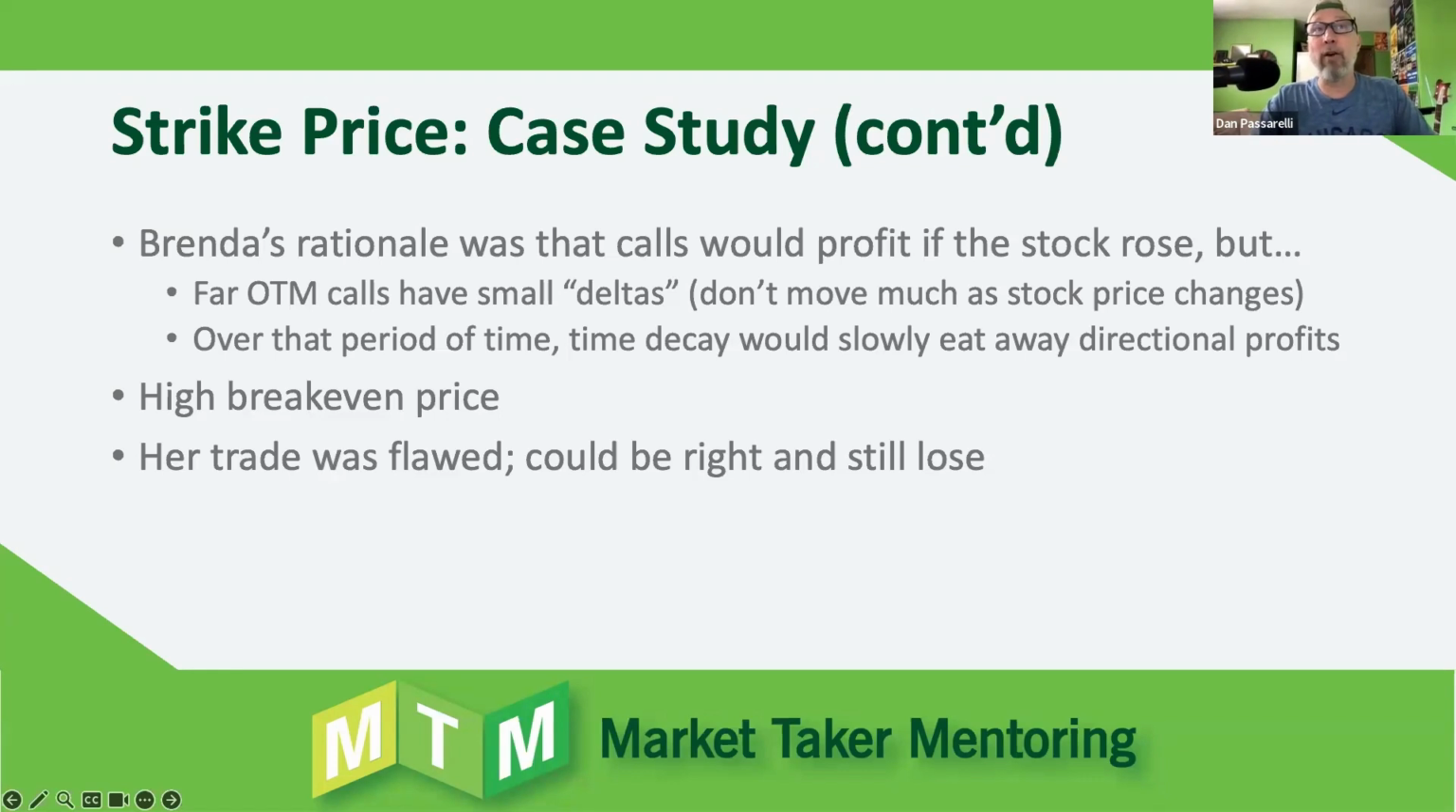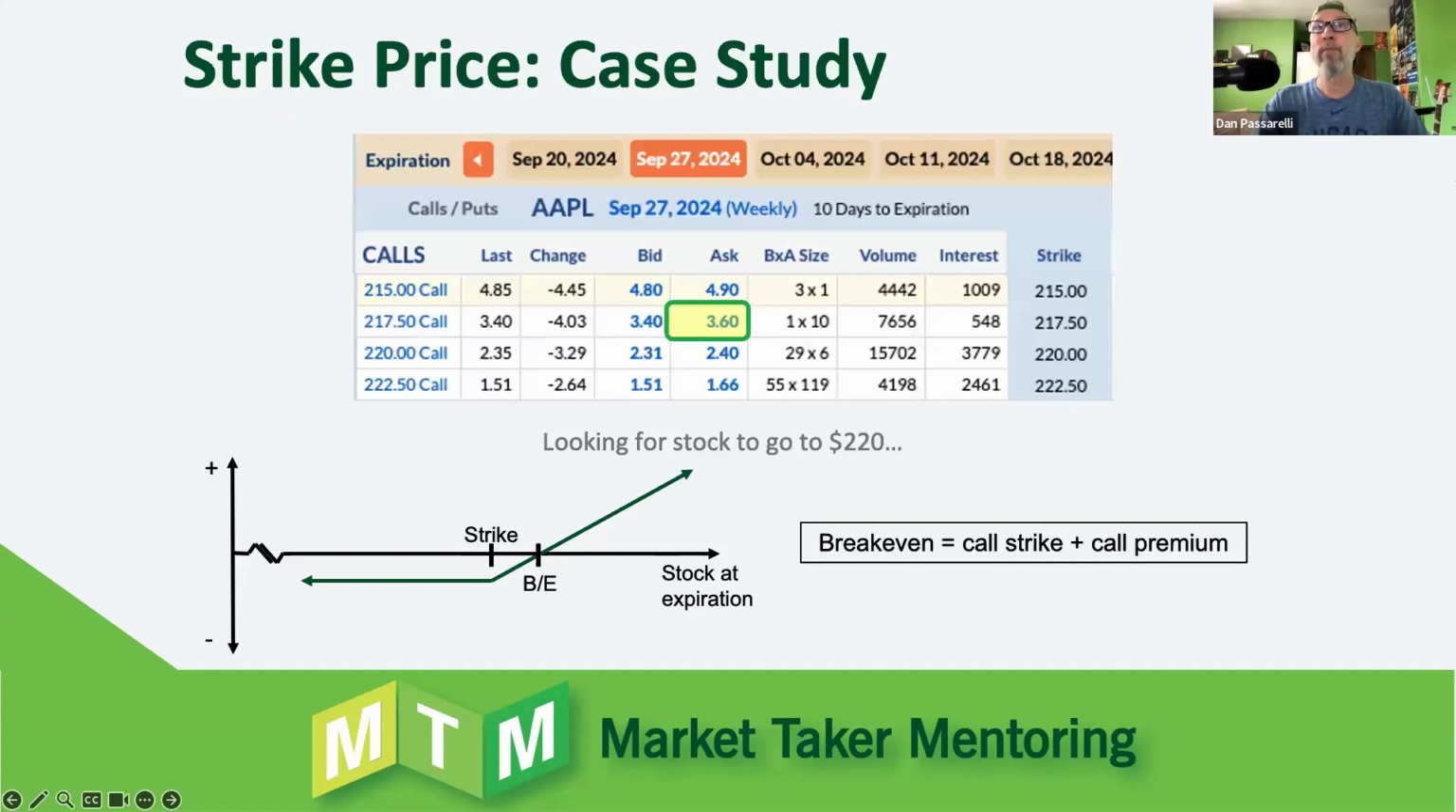Also, with an out-of-the-money call like that, there's a high break-even price if Brenda was to hold it all the way until expiration. So her trade was pretty flawed. She could actually be right and still lose. Even for a shorter period of time, maybe Brenda's looking at Apple here and she's expecting Apple to rise to $220 over the next 10 days. So she buys a just slightly out of the money $3.60 call, and plans on holding it for 10 days.